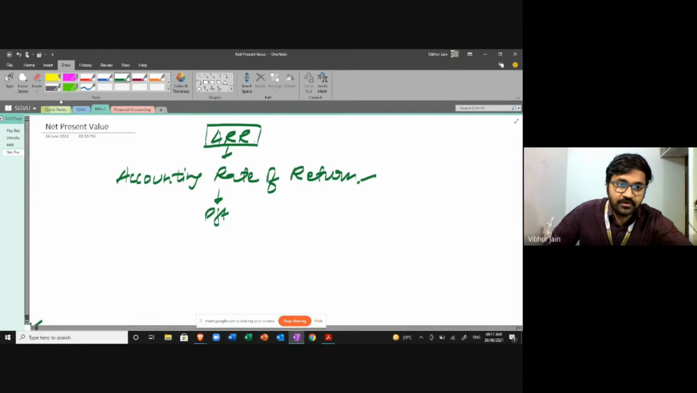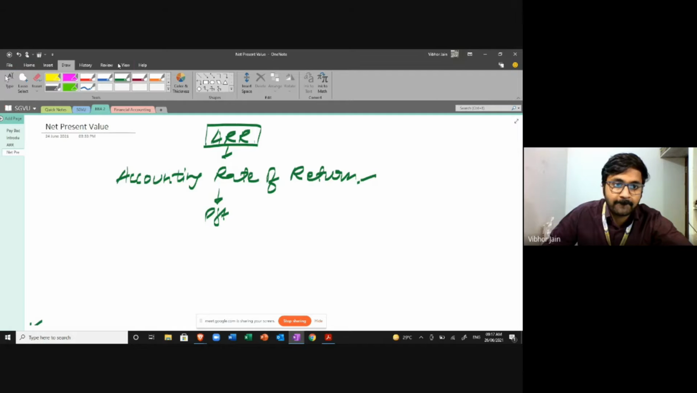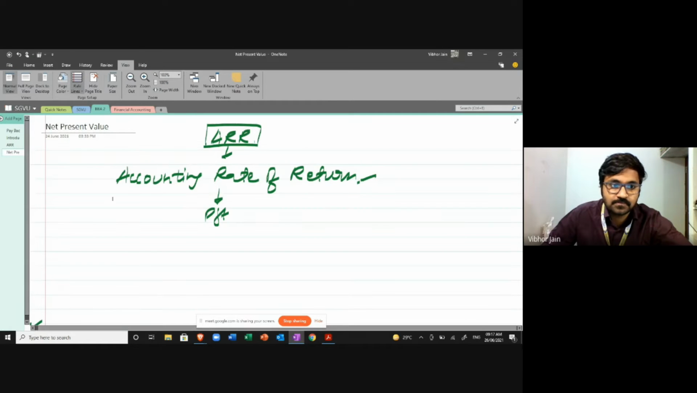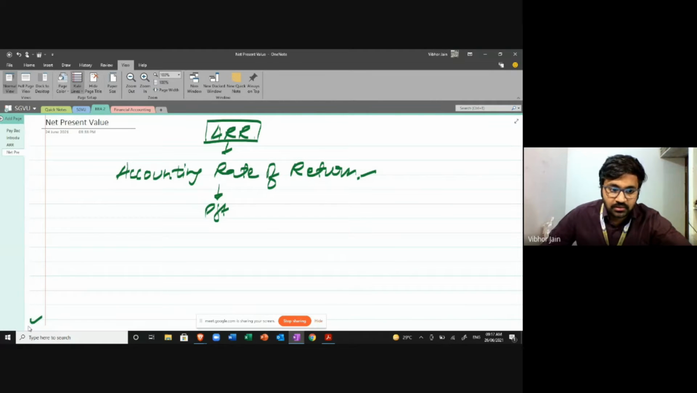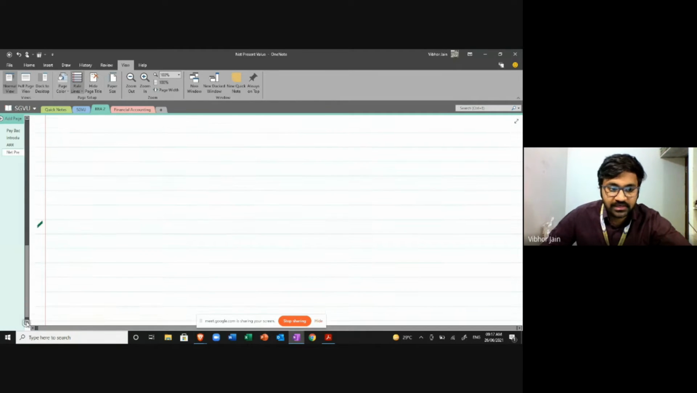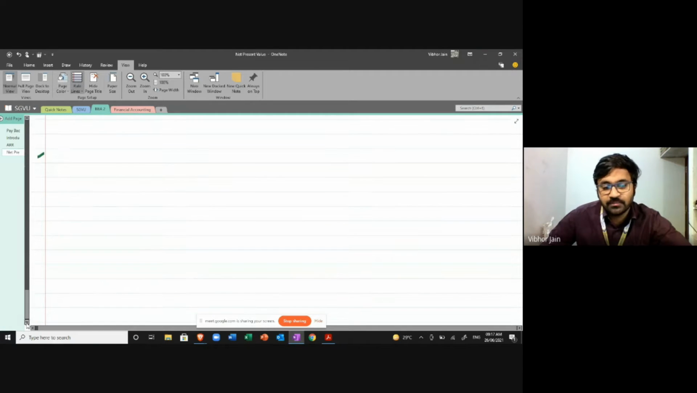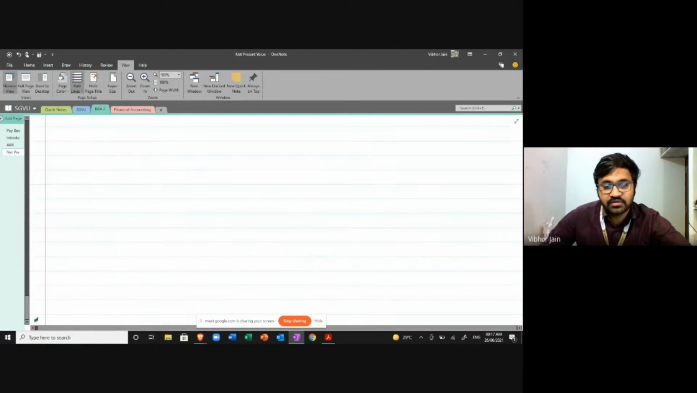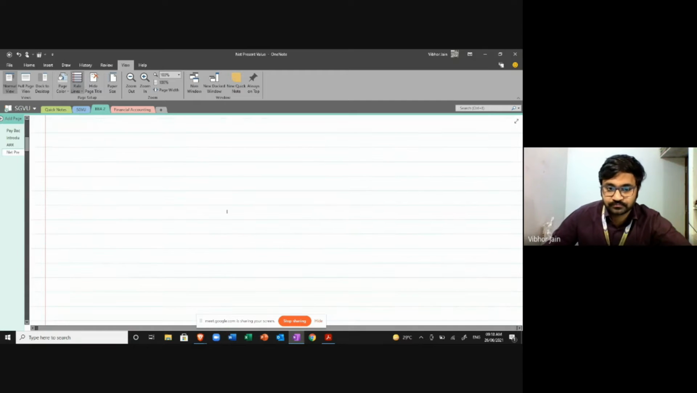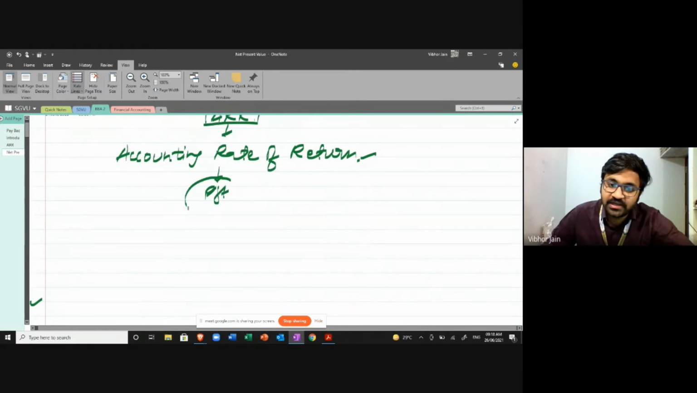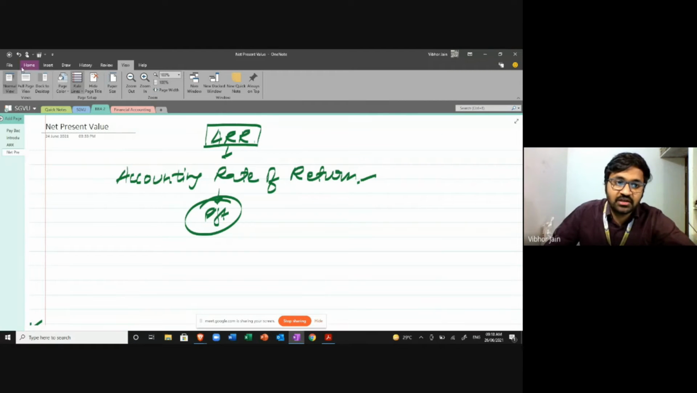When we are talking about profit, it means when we are taking profit into consideration, when we are taking profit as the method of evaluation of an investment proposal, we mean that, when we are taking profit as a base of evaluation of investment decision, it is called accounting rate of return. So I'll just conclude once again.